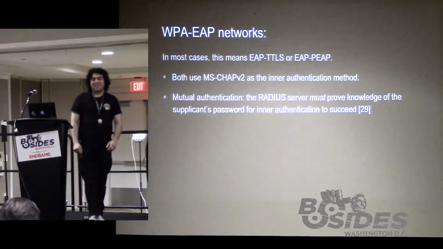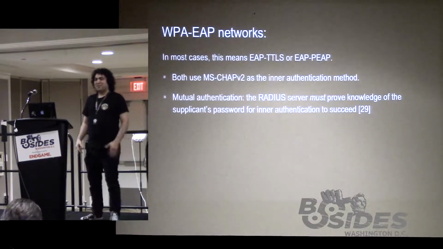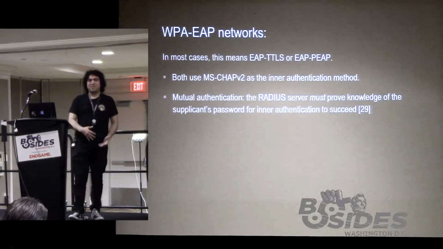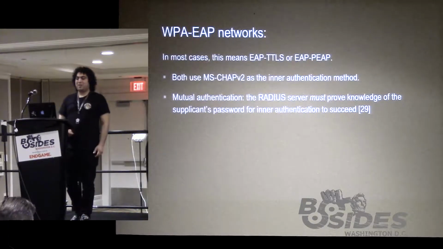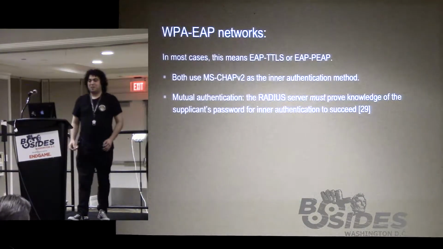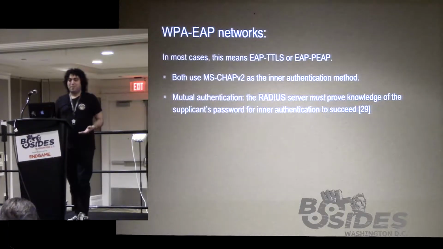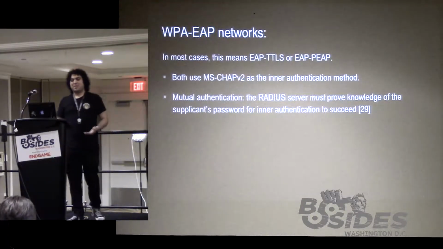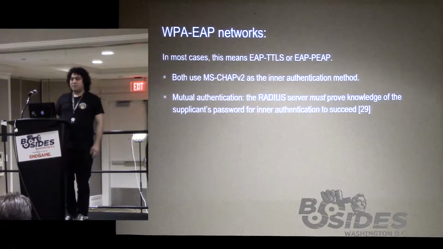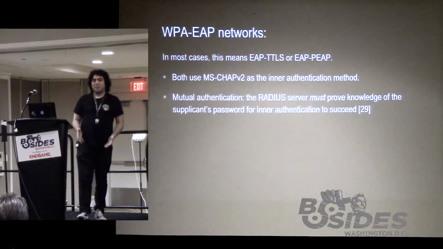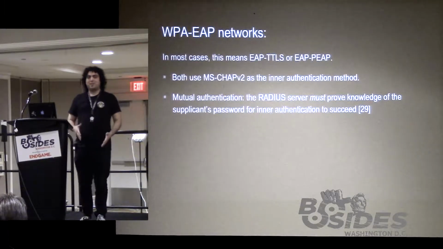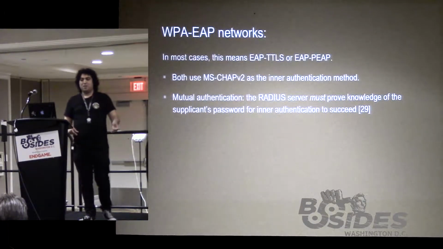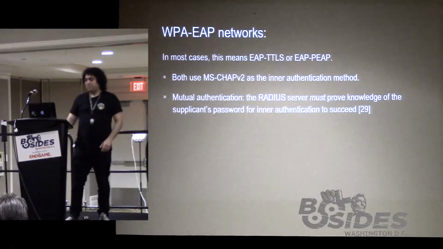So yeah, in most cases, we also need to talk about how to do this with a WPA EAP network, because in order to tie this to the scenario we were addressing earlier, we need to be able to use this with networks that use EAP-TLS or EAP-PEAP. This actually is significantly harder because both of these use MS-CHAPv2 as a mutual authentication mechanism. What I mean by mutual authentication is that the Radius server must actually prove knowledge of the client device's password for the authentication attempt to succeed.